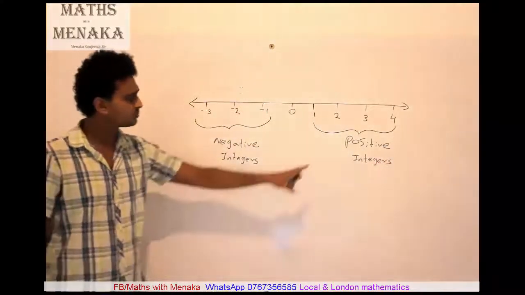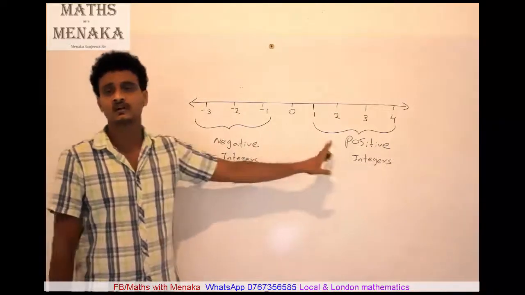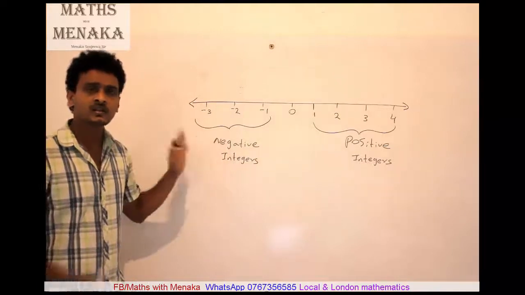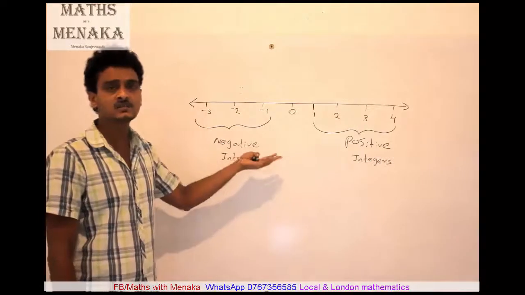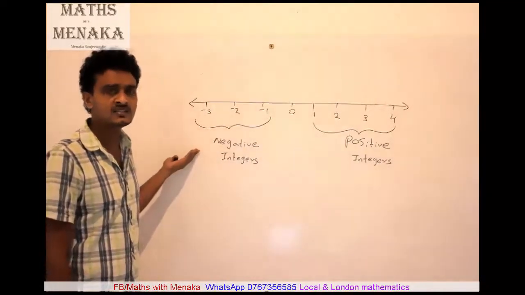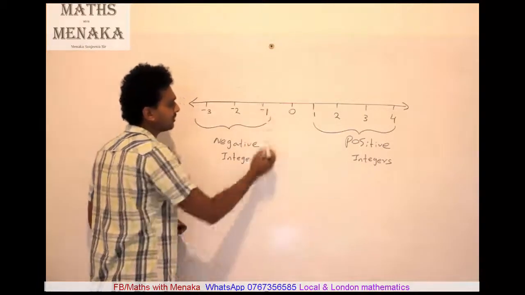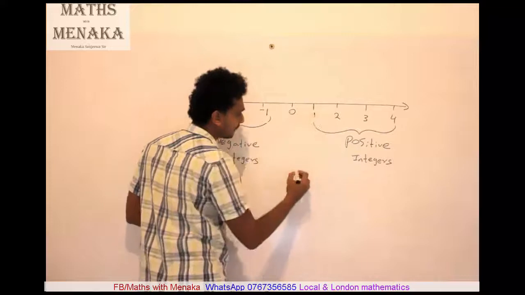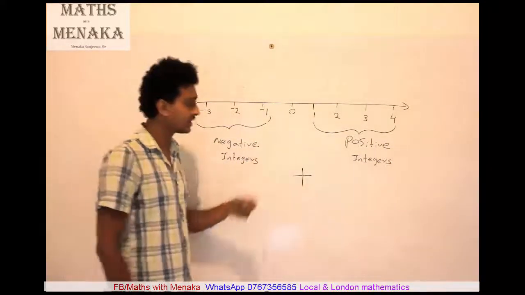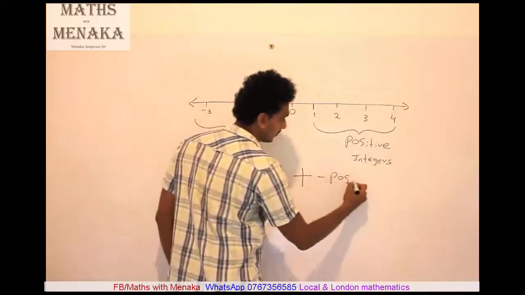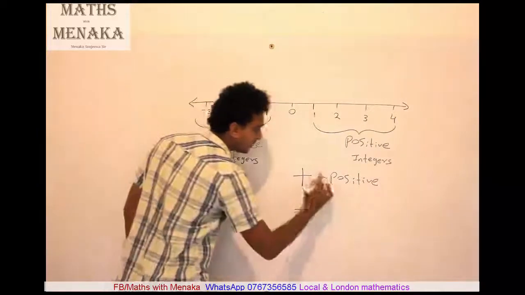Then what are positive and negative? Positive and negative mean the direction of the numbers. Positive means they are on the right hand side of the 0. Negative means these numbers are on the left hand side of the 0. This is the positive sign, and this sign is negative.